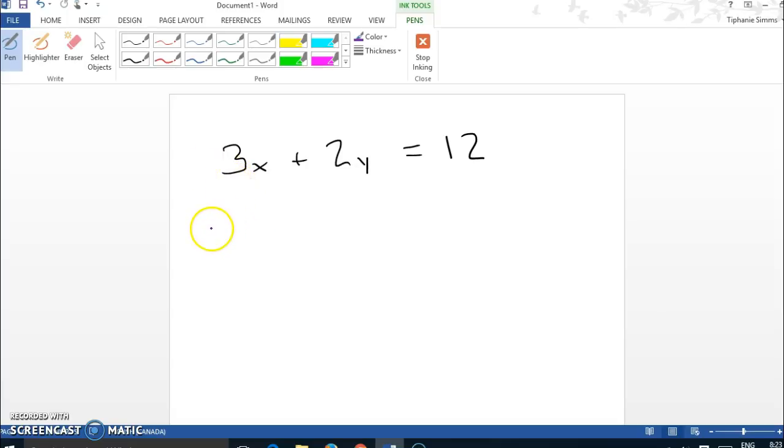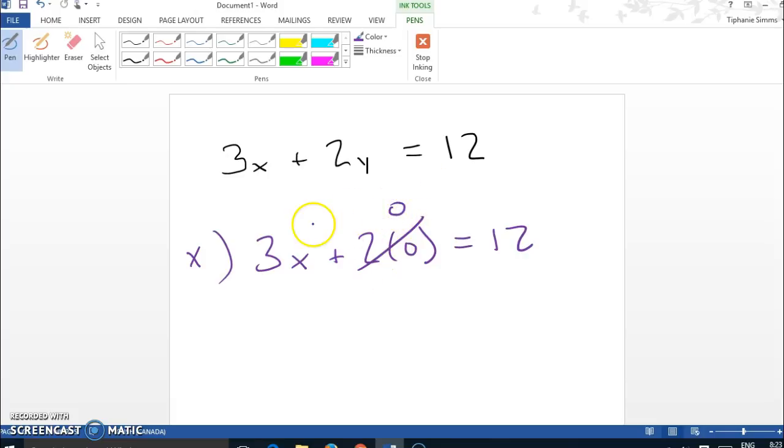So I'm going to find the x-intercept, and then the y-intercept, and then I'll show you what that looks like on the graph. Let's find the x-intercept first. To find the x-intercept, we make y 0. So I have 3x + 2 times 0 = 12. And 2 times 0 is just 0, so you can effectively wipe out this whole term. So really what I have is 3x = 12.